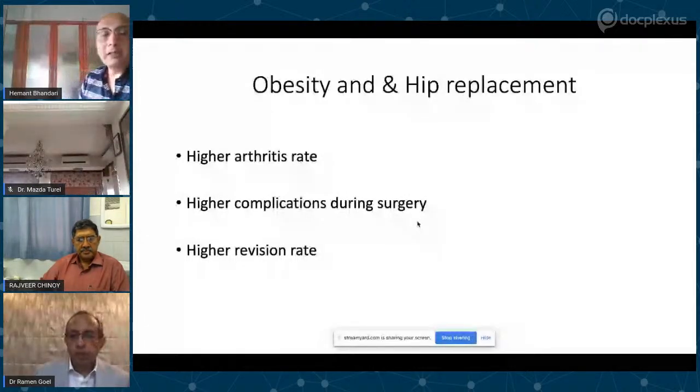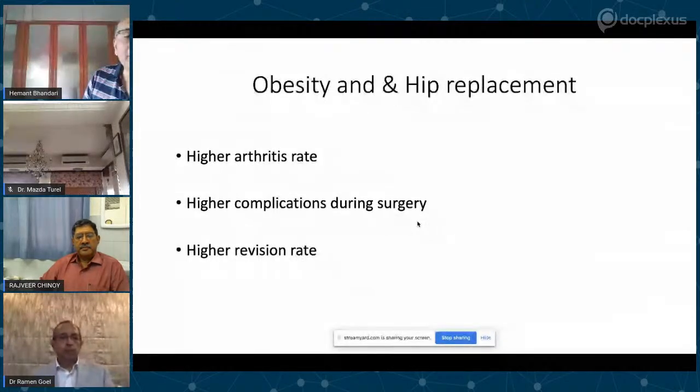Yeah, so complications are also higher. So hip replacement in an obese patient is also at a higher risk than a normal hip replacement patient would be.